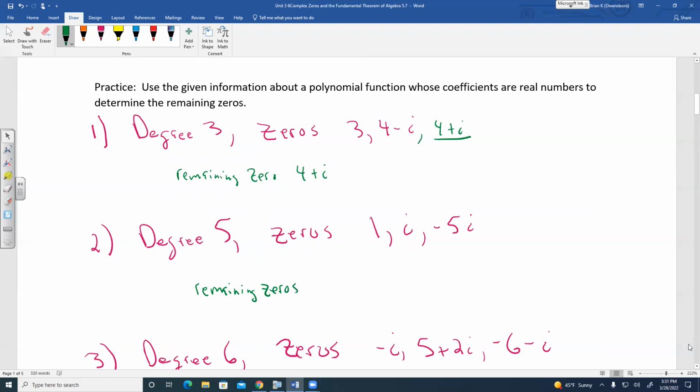So again, 1 is 1, but notice how if there's an i present, there also has to be a negative i present. And if there's a negative 5i present, there has to also be a positive 5i present. So notice how now we would have 4 different zeros: i, negative 5i, negative i, and 5i. So that's where the conjugate pairs theorem comes in. So if there's a positive i, there's got to be a negative i. If there's a negative 5i, then there has got to be a positive 5i.